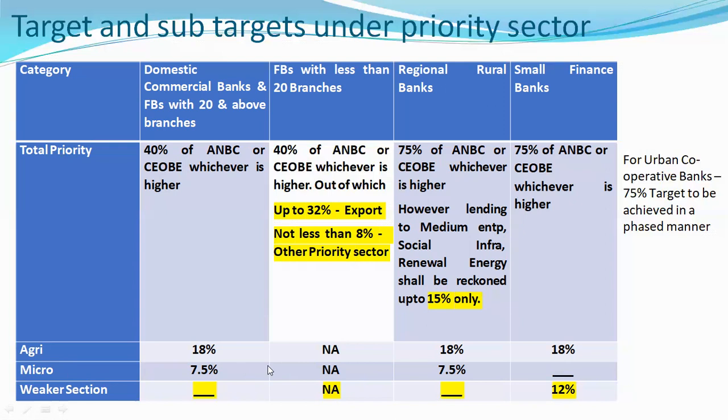For micro enterprises, what is the target for small finance banks. Okay, so for domestic commercial banks and foreign banks the target is 7.5%, and for RRBs that is 7.5%. But here you have to tell what is the small finance bank target.